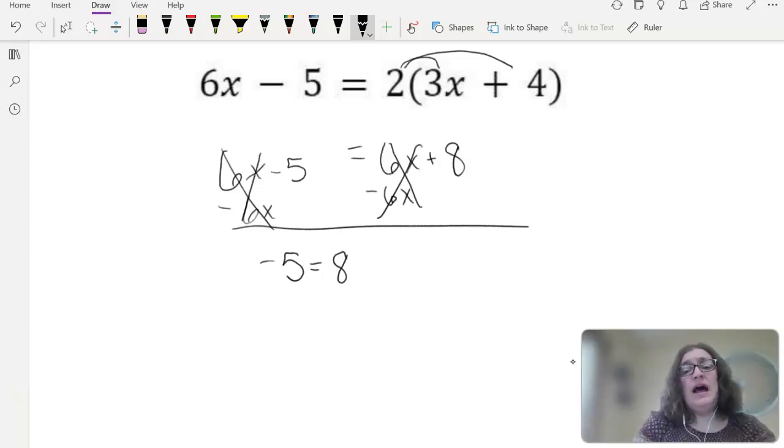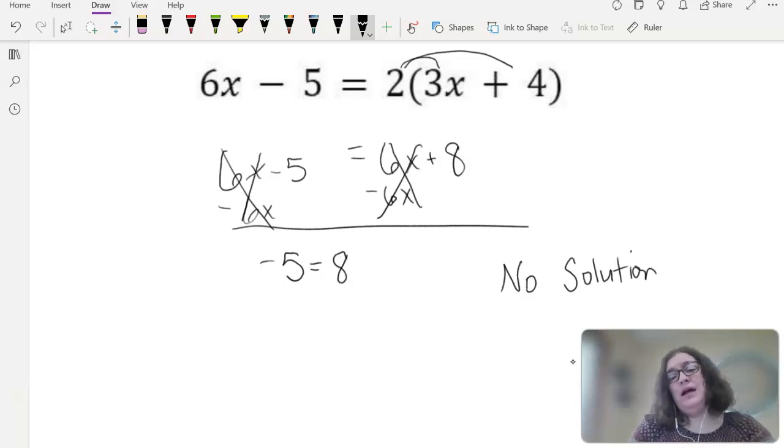Guys, at this point, I know that this is a no solution because this answer doesn't make sense. There is never a time when negative 5 is equal to 8. And so I know that that's a no solution type of problem.